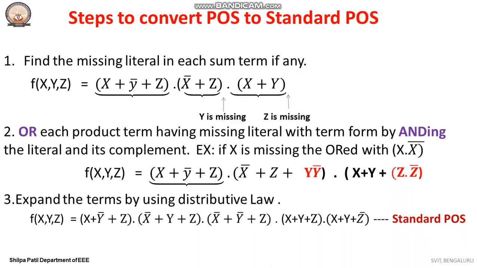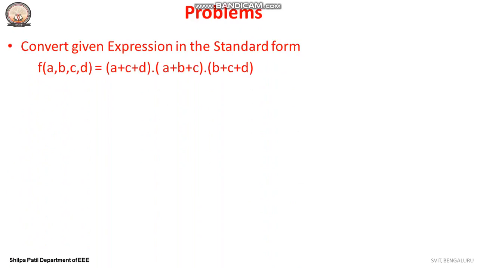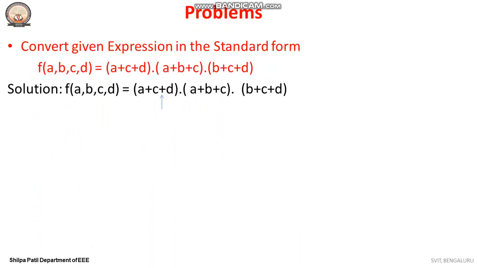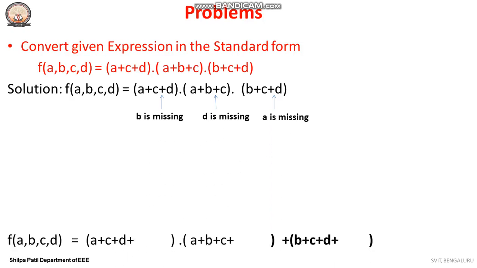We will take another example here. f of A, B, C, D is equal to A plus B plus C, ANDed with A plus B plus C ANDed with B plus C plus D. First we will find the missing literal in each sum term, right? In the first sum term, D is missing. In the second sum term, D is missing. And in the third sum term, A is missing.